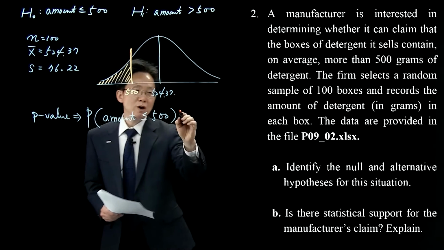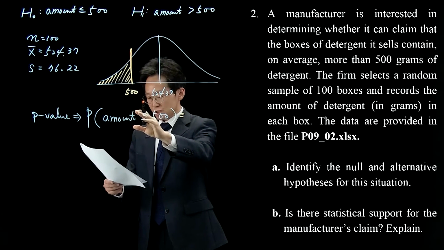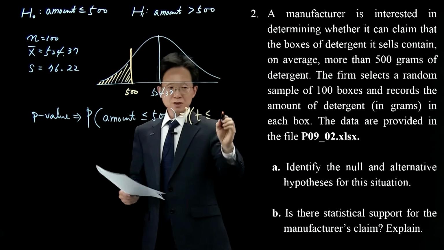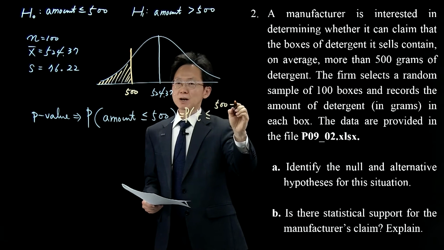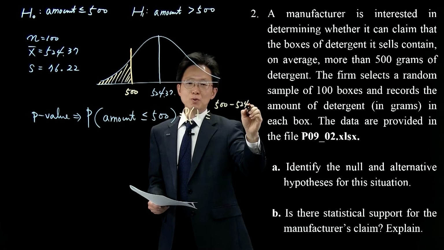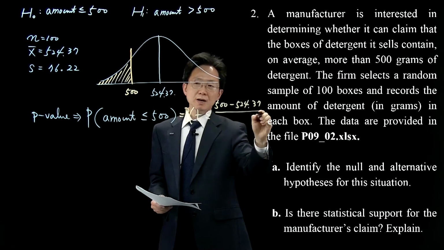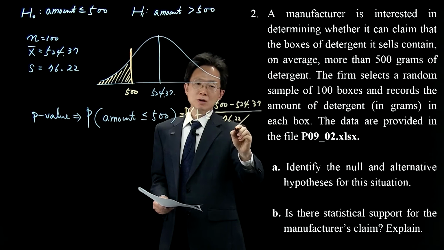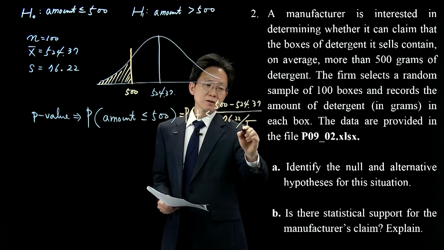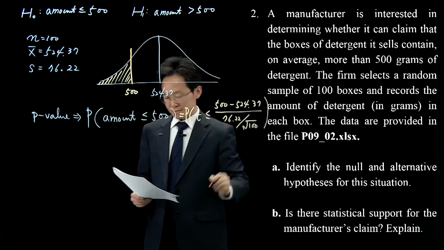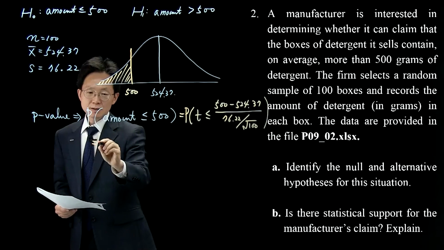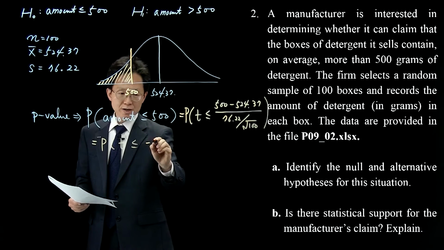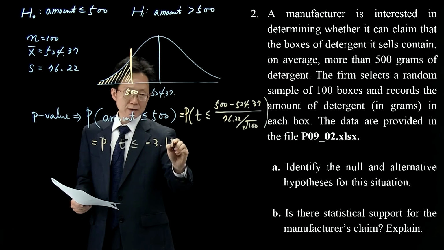This one requires us to get the t statistic, right? So let's say the t statistic is 500 minus 524.37, and then what is the standard deviation? 76.22 divided by the square root of 100. Okay? All right? Then we know that t is less than or equal to minus 3.198.